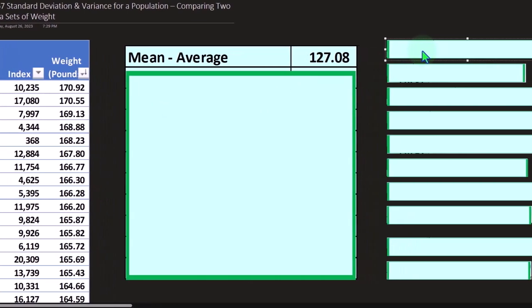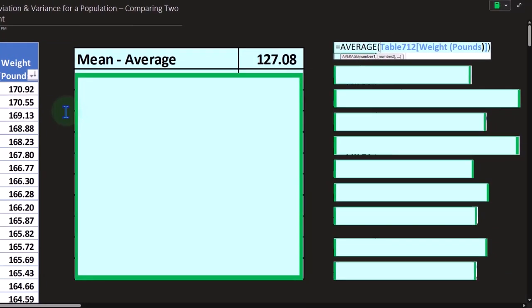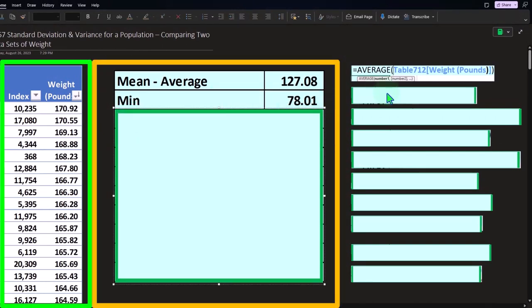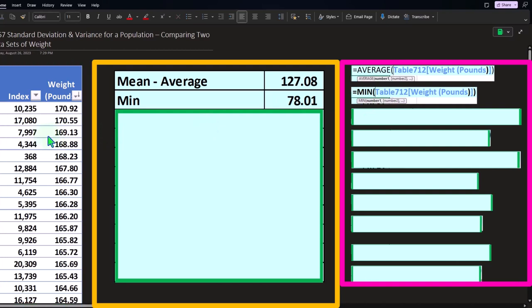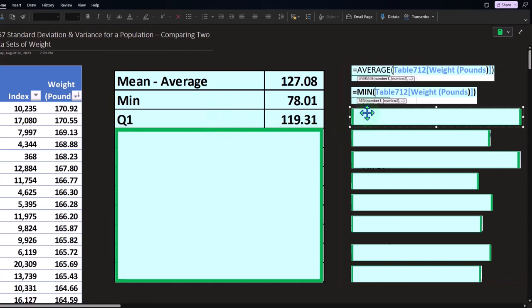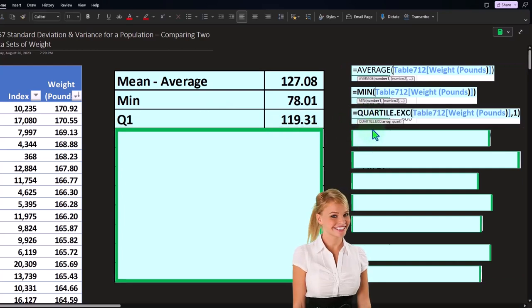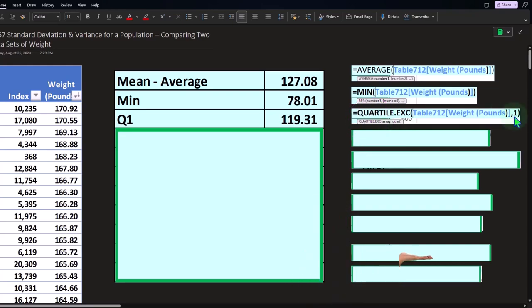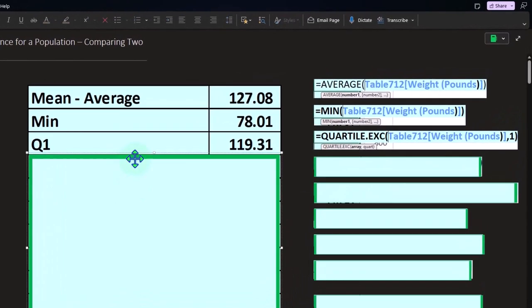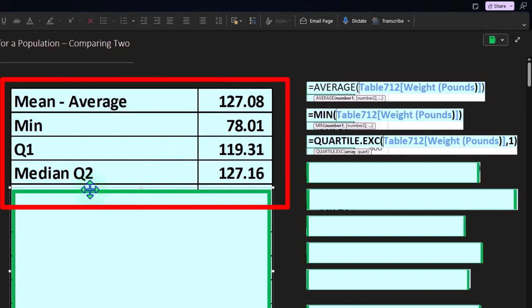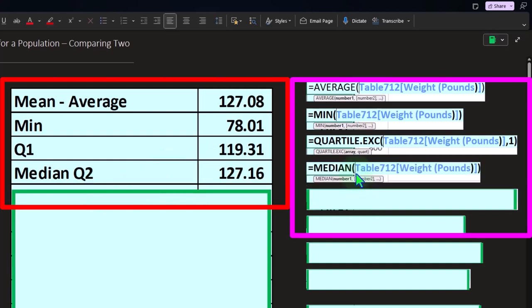Calculating the mean or the average, we can just use the average formula, adding up all the data, dividing by the number of data there are. The min, the smallest number in our data set, is 7801. We've got quartile 1, the middle point of the first quartile, which could be this formula in Excel, quartile.exc, but we have to have the second argument representing quartile 1. We've got the first quartile. We've got the median, which is the second quartile.